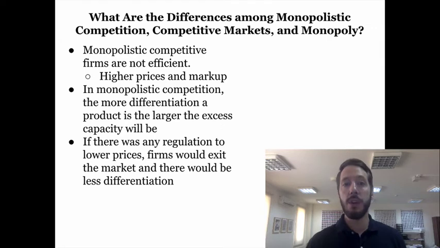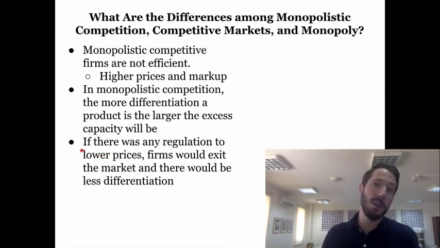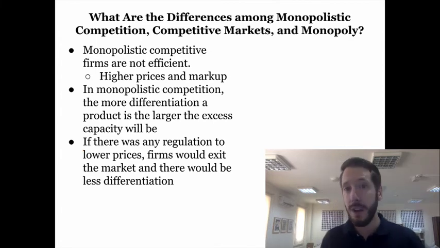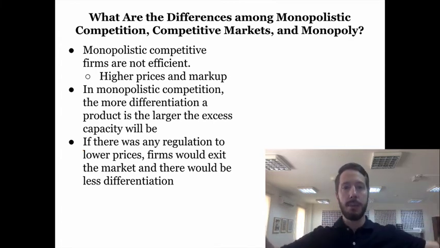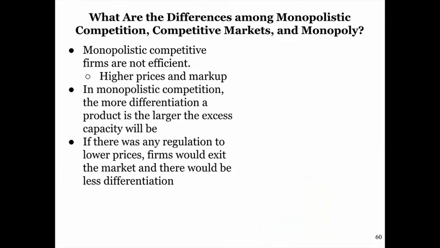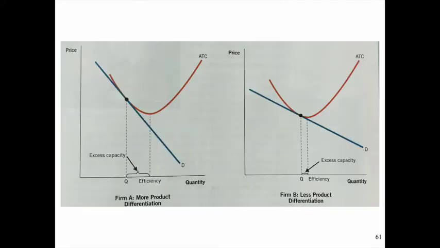If there was any regulation by a government to lower the prices, the firms would exit the market and then there would be less differentiation. So you don't want as much government interference because that's going to create less competition. Firms are going to exit the market and you're going to have more of a monopoly situation. So in this particular graph, we're looking at product differentiation, excess capacity, and efficiency.